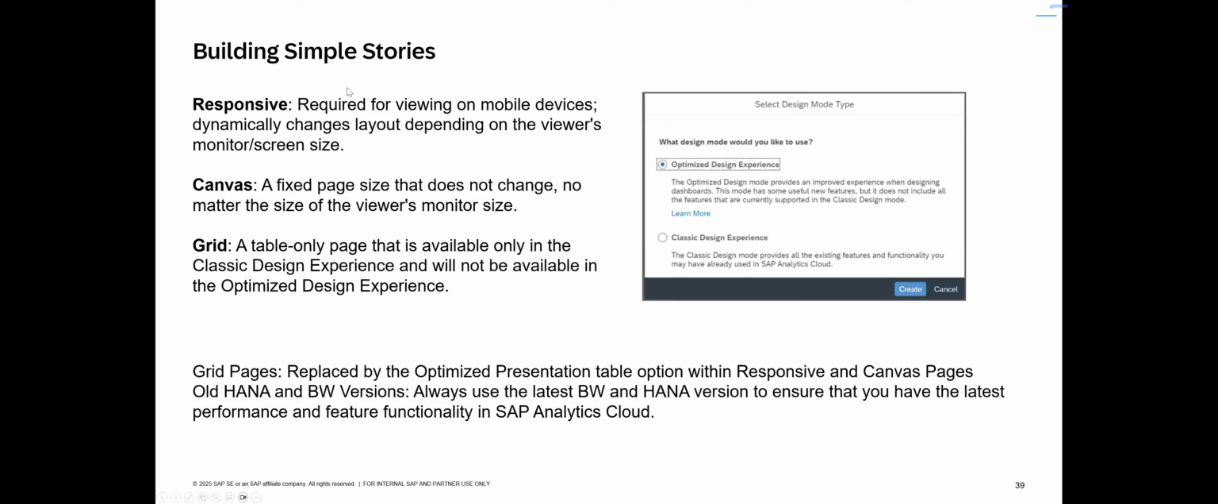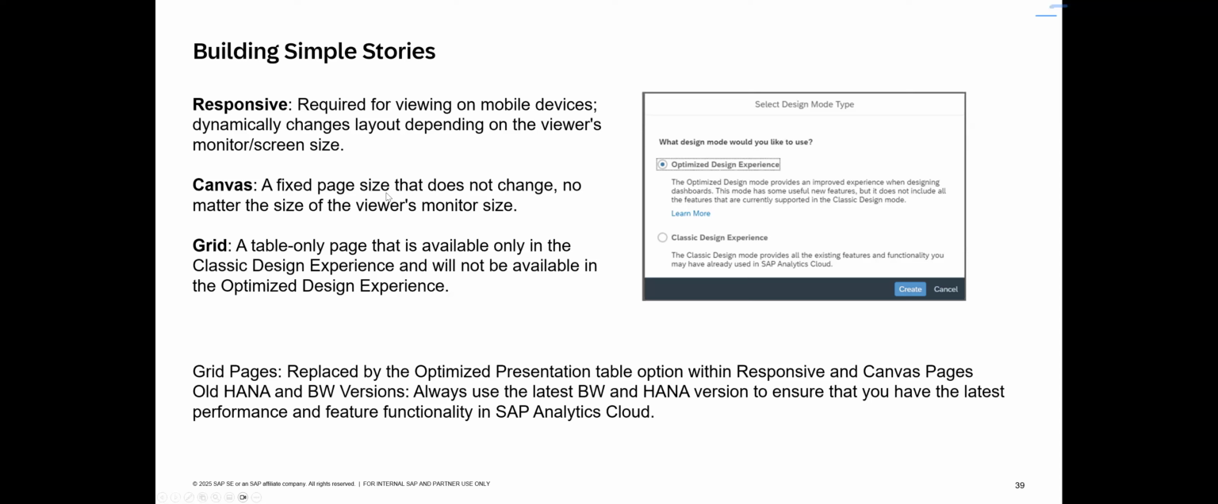Okay. Next, we come to building simple stories. In the previous slides, we spoke about models. Once you have the models, the next step will be to consume those models in stories. So when you come to stories, you have three major pages. Whenever you click on create story, you'll get the option of creating either on a responsive page, canvas, or a grid. Responsive is the best practice, because it can be used on multiple devices out of the box. If you use responsive, the layout can change.